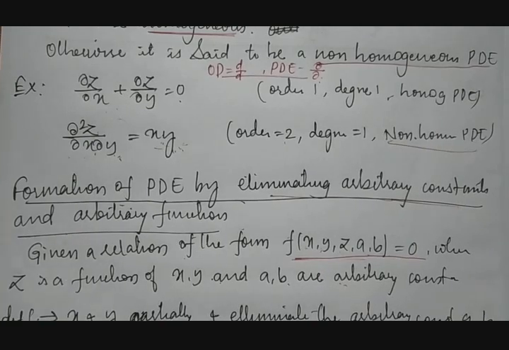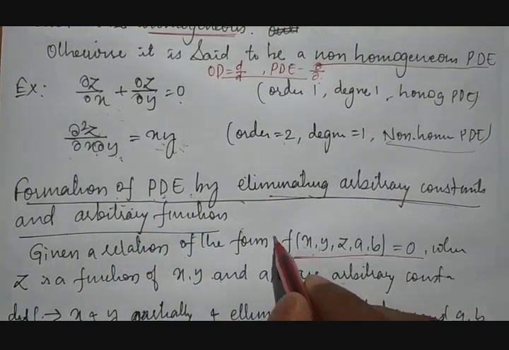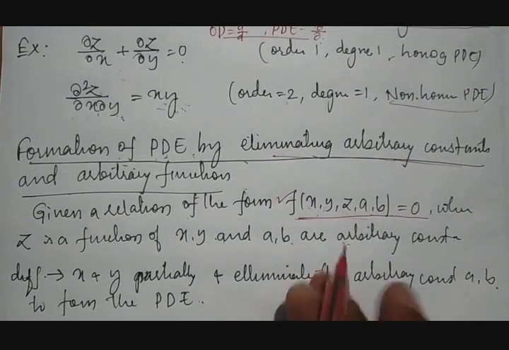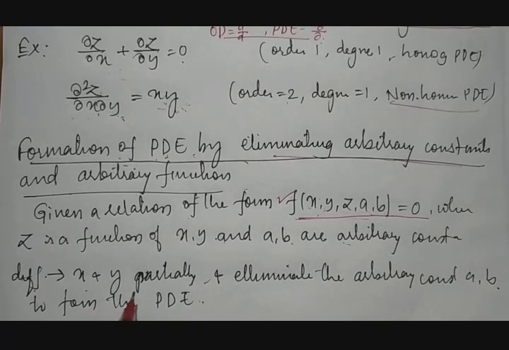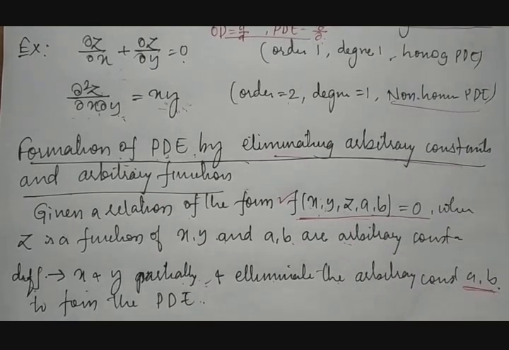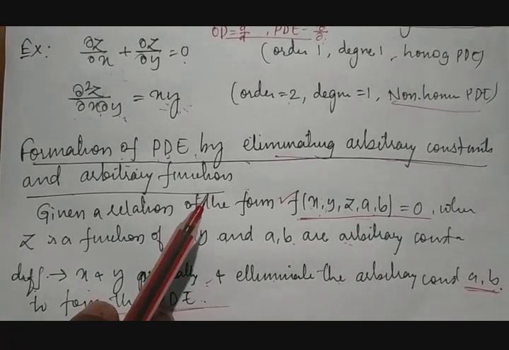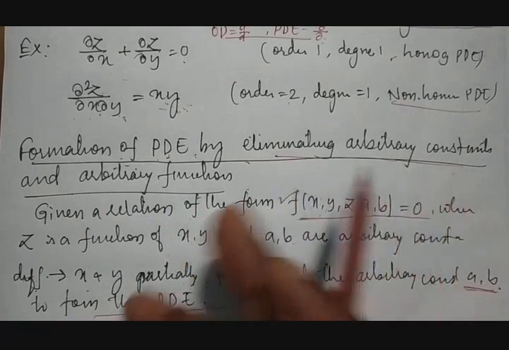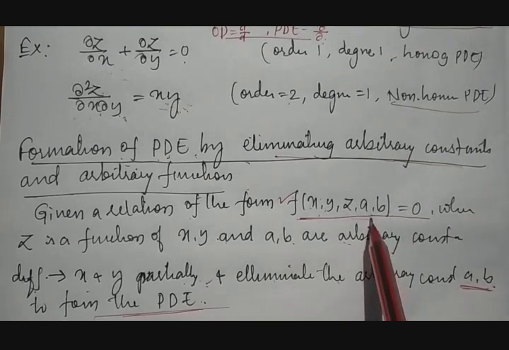So what to do to form this partial differential equation? To get a partial differential equation from this equation, first we need to differentiate this equation with respect to x and y partially. Then we will get two different derivatives. When we get two different derivatives, we need to eliminate the arbitrary constants a and b from those derivatives. Then only is it possible to form a partial differential equation. So first we need to consider the function. After considering the function, we need to identify how many constants are available.